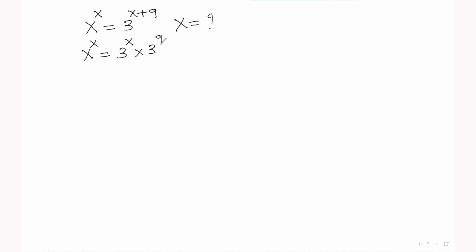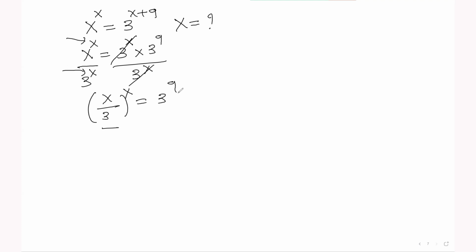Now, in the next step, I'll be dividing both sides by 3 power x. So on the right hand side, the 3 power x and 3 power x will cancel out. On the left hand side, I have power x and power x common, so I can write that as (x over 3) power x, and that is equal to 3 power 9.